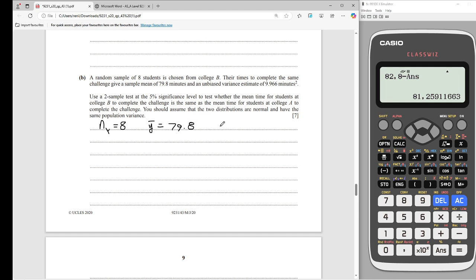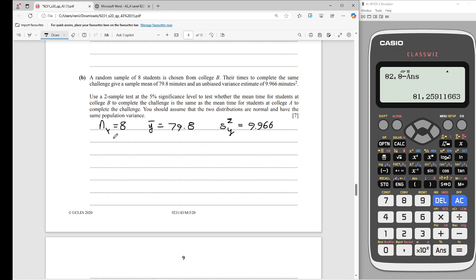Next we have the unbiased variance estimate, s²_Y, which is equal to 9.966. So these are all the values that we have here. Using a 2-sample test at the 5% significance level, test whether the mean time of students in college B is the same as the mean time for college A.